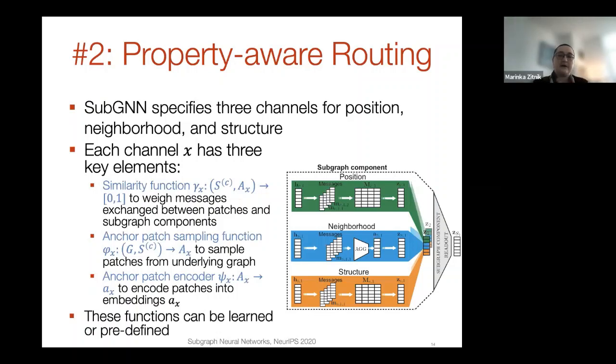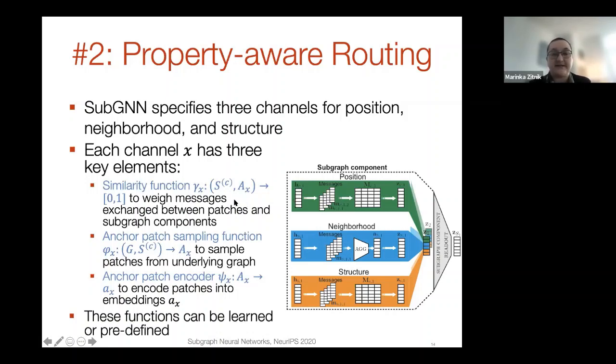Now, this entire process of two-level hierarchical message passing is split into three distinct processing channels. What I just described is done independently for position, for neighborhood, and for structure. Hopefully that was clear from the previous slide, where you noticed that similarity functions and anchor patch sampling functions were all parameterized by a specific property that we want to capture. So SubGNN has three distinct channels.